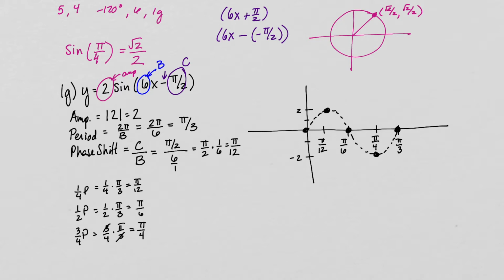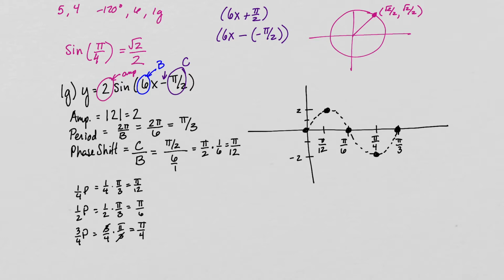And so now the thing I want to do is I have to worry about the phase shift, right? So to worry about the phase shift, I am going to look at what the phase shift is. So in this case, the phase shift is pi over 12. And so that means each of these points have to move over pi over 12. Now, here's the thing to notice. Pi over 12, if you were to start here, pi over 12 would move over.